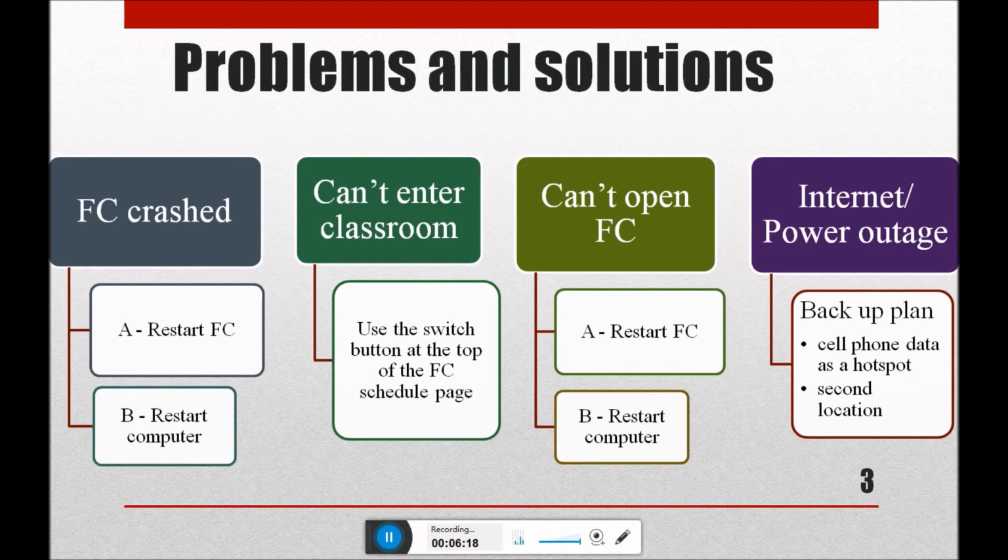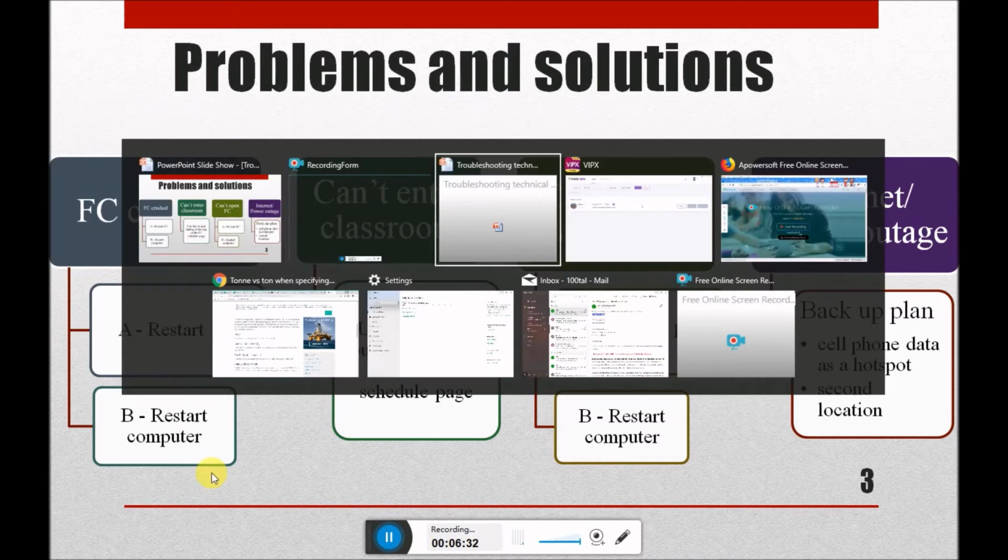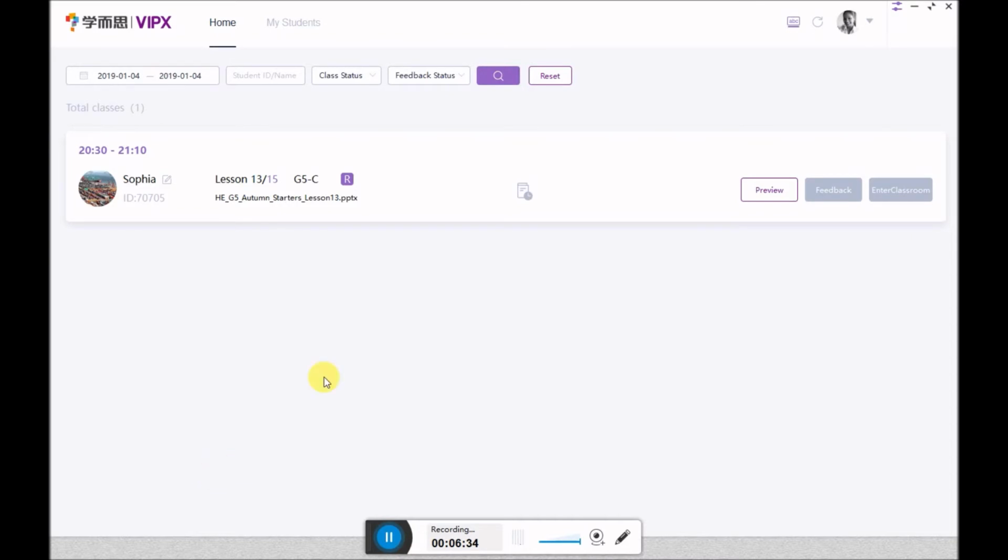Okay. Now, let's say you can't enter your classroom. If you can't enter your classroom, what you can do is use the switch button at the top of the FC schedule page. You can do this. Let me demonstrate for you guys. Here we go. And you can do this by simply clicking this round button at the top here, at the top right corner, close to the X.